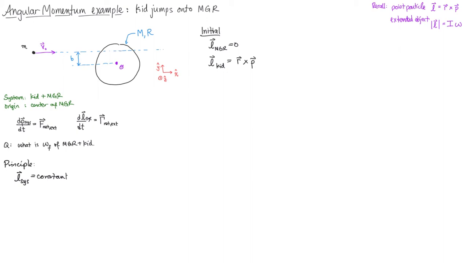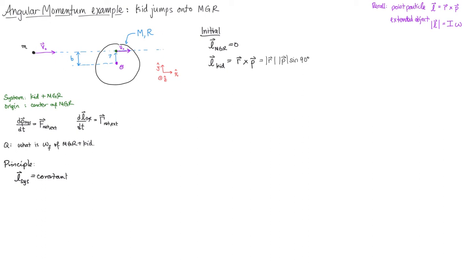If that's true, you might as well make your life easier by considering the instant that the kid is just about to land. Why is that easier? Well, at that instant, the kid has the same velocity v naught and has a position vector r, and r and v naught are perpendicular to each other. So r cross p can be expressed very easily as mag r, mag p, times the sine of 90 degrees at the instant right before the kid lands.